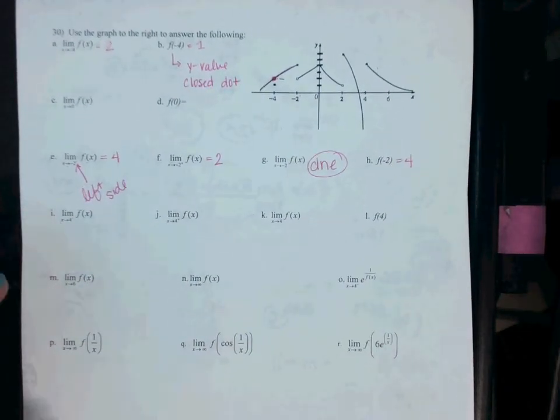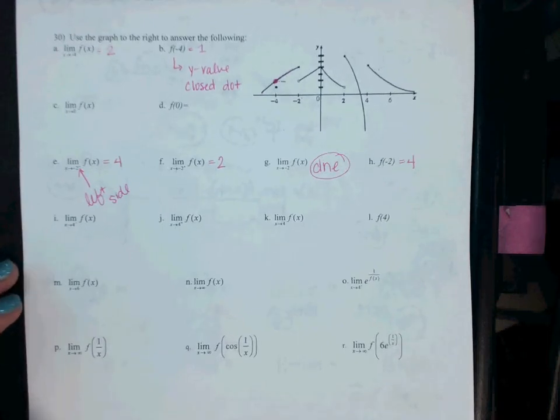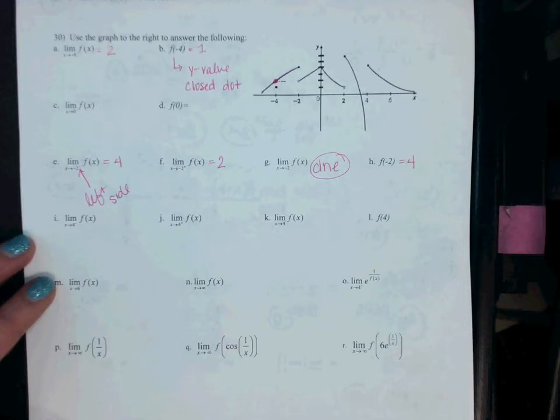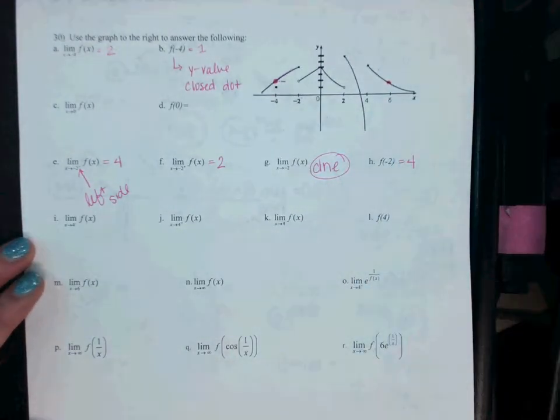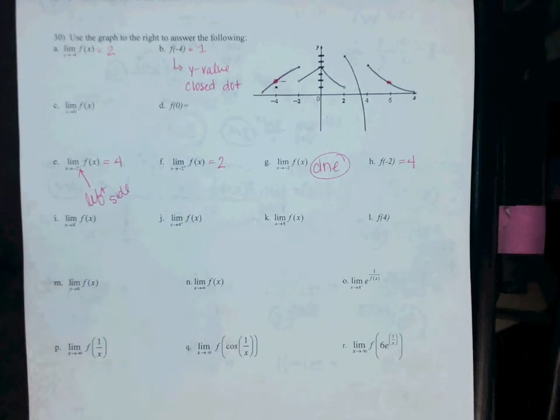Okay, skip a row, go to row M. X approaching 6. X approaching 6. What's my value? Like 2? Maybe 1.5 is really where it looks like it is.